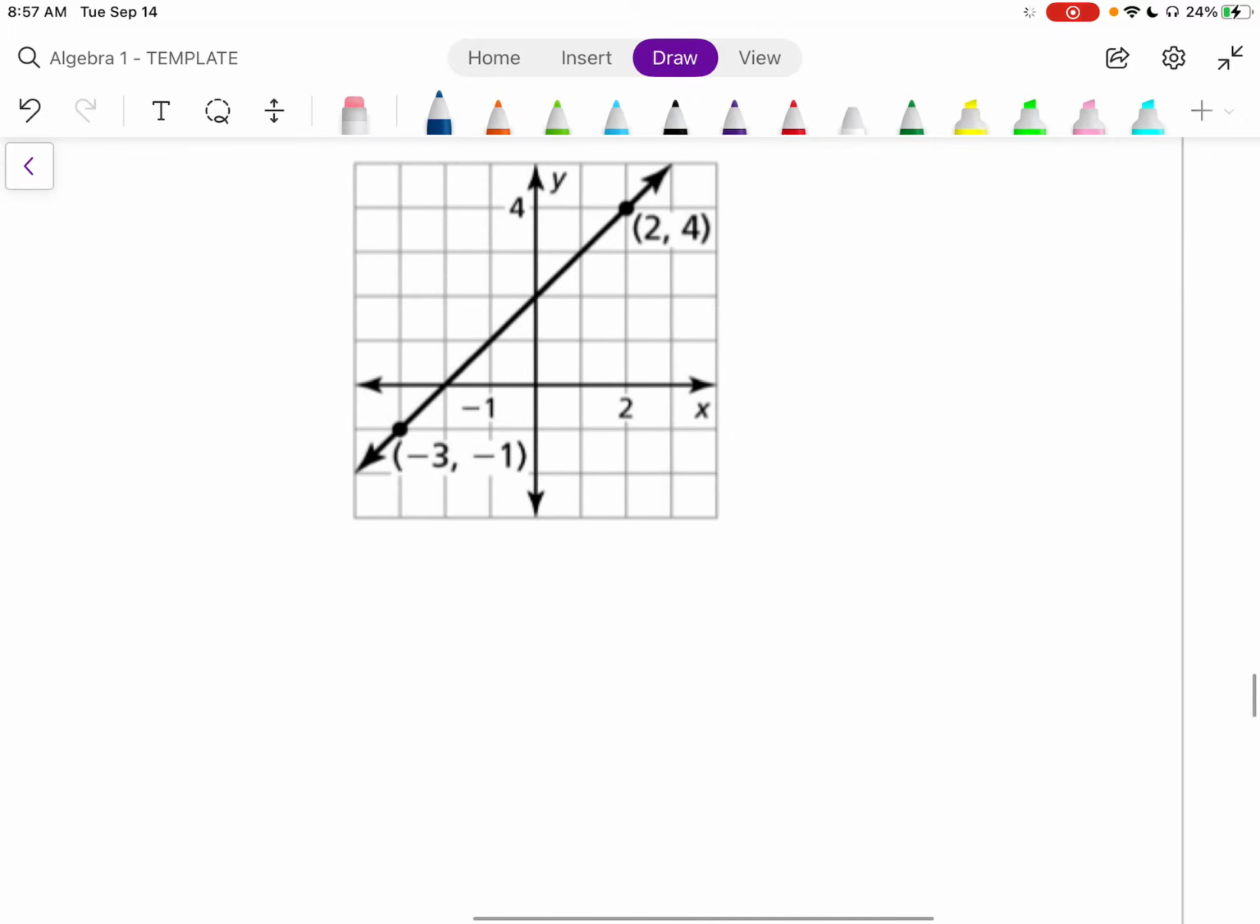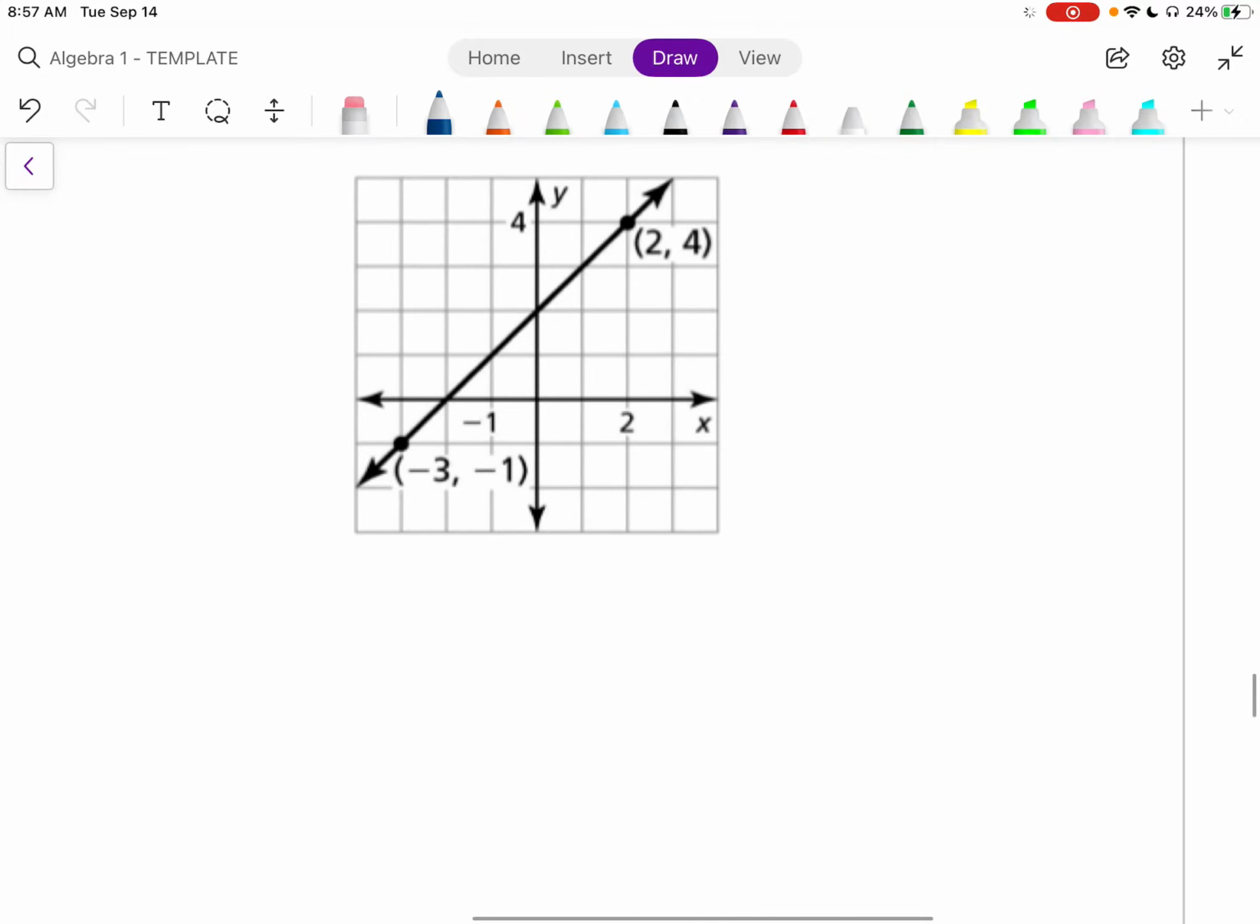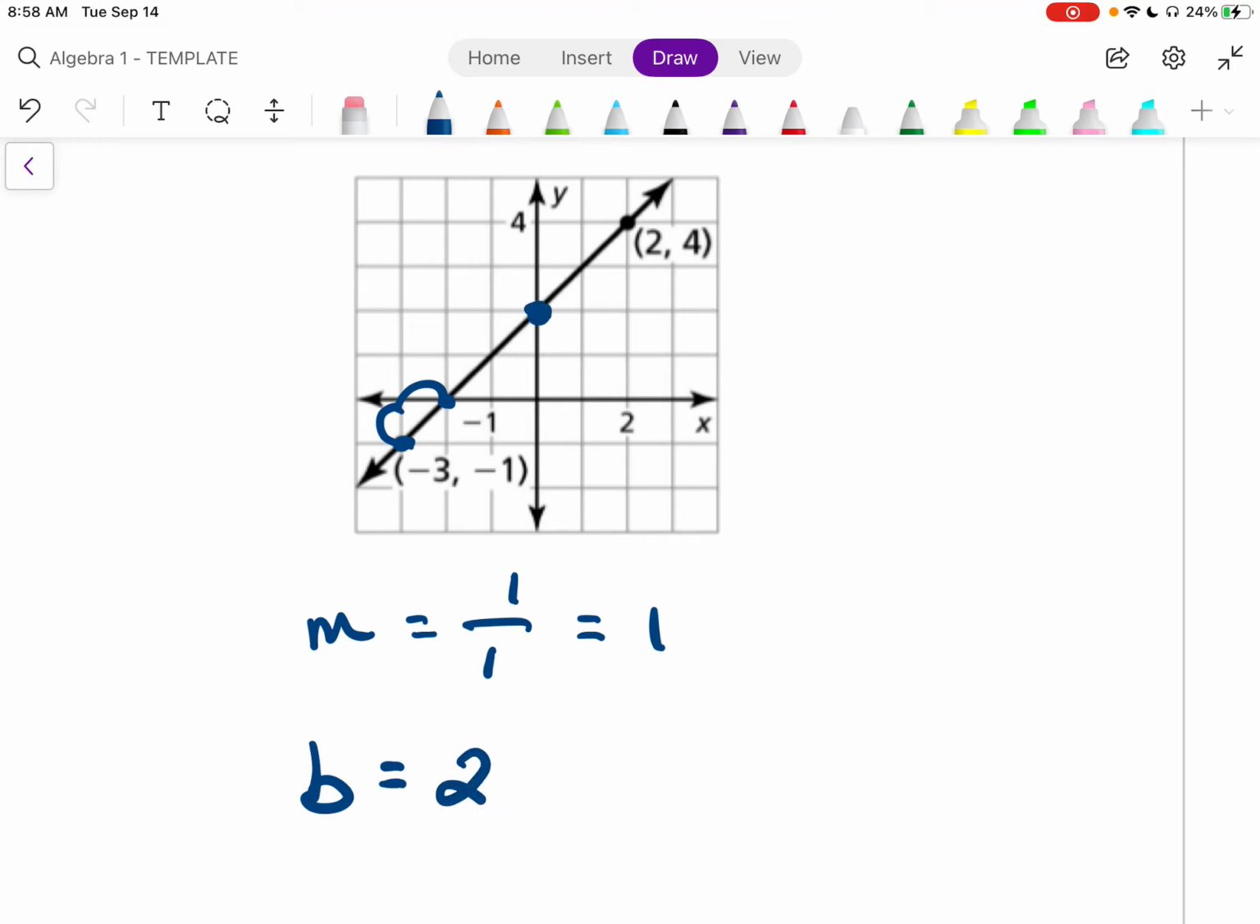Next up, here's a good point. And actually, there's another good point right next to it. So my slope m, I'm going to go up, so that makes it positive, up 1, and then over 1. So this is just plain old 1, a slope of 1. B, my y-intercept, is at 2.